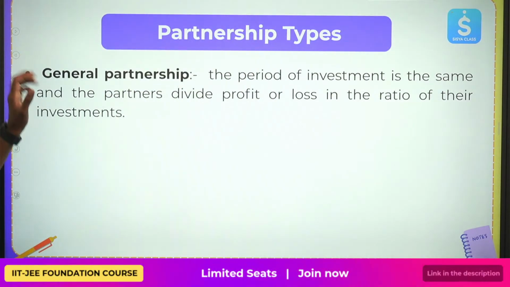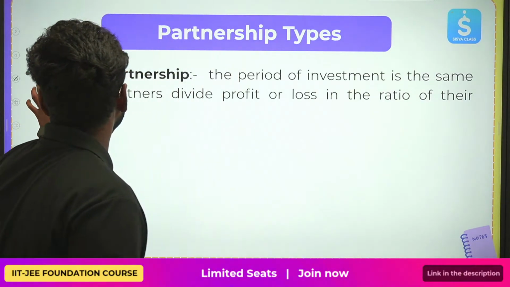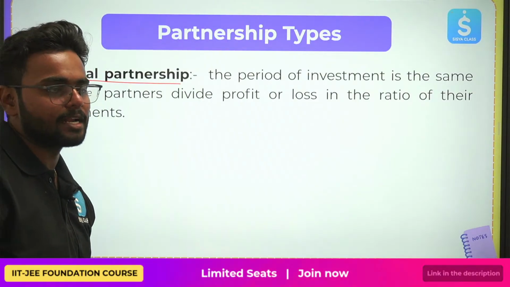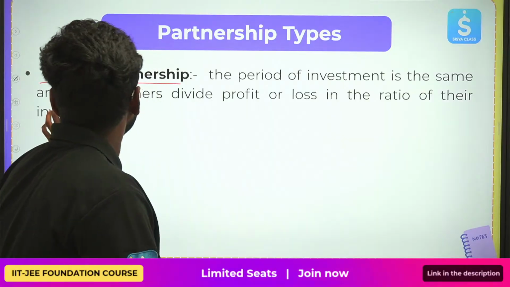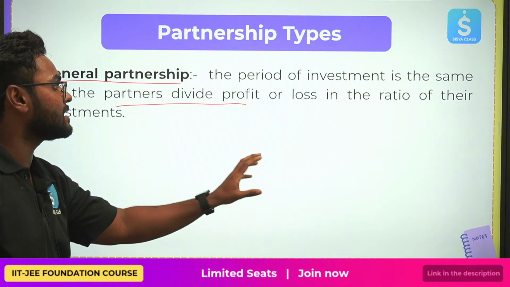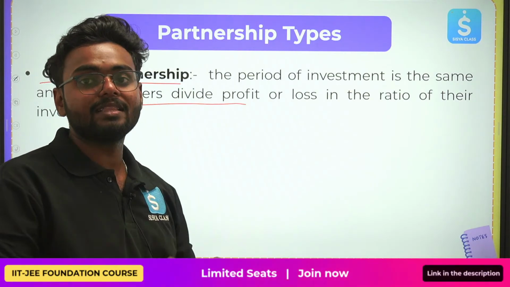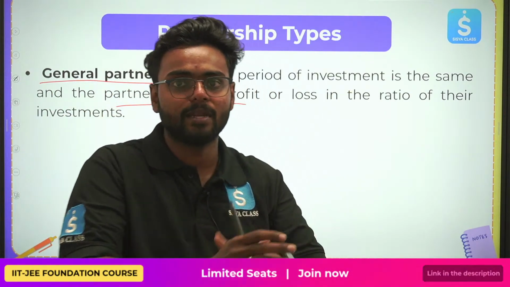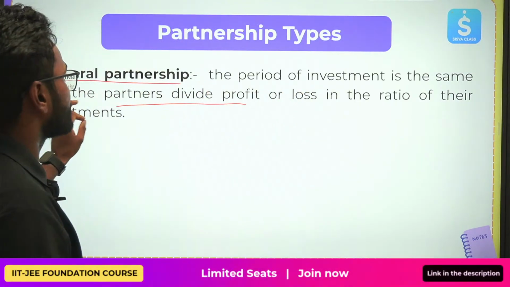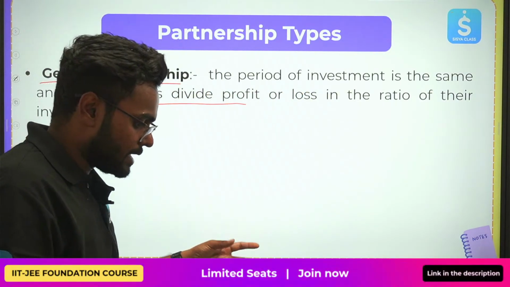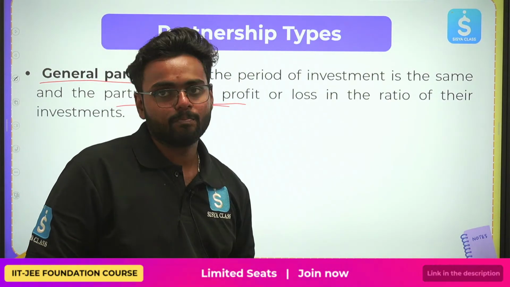This is simple. And types of partnership is a more important thing to remember. We have general partnership. What is general partnership? The period of investment is the same, and the partners divide profit or loss in the ratio of their investment. They are investing for the same time period, say 3 years or 5 years. So in this case, the profit or the loss earned is divided in that ratio.